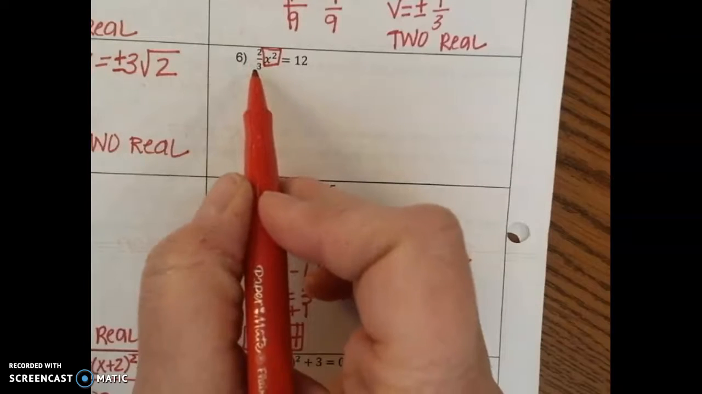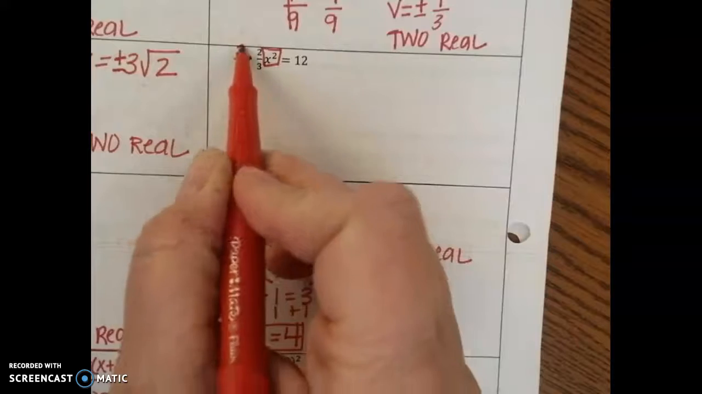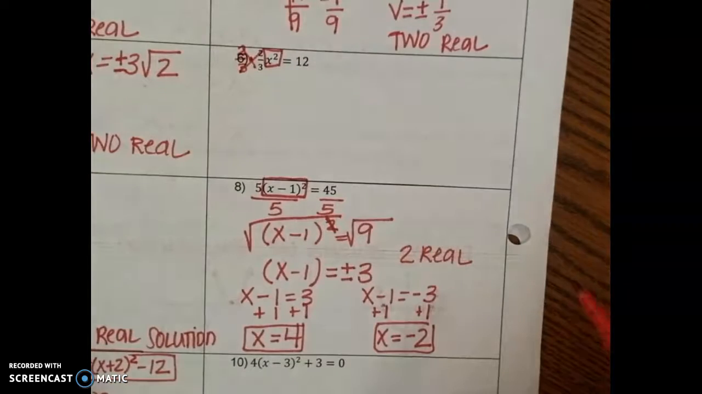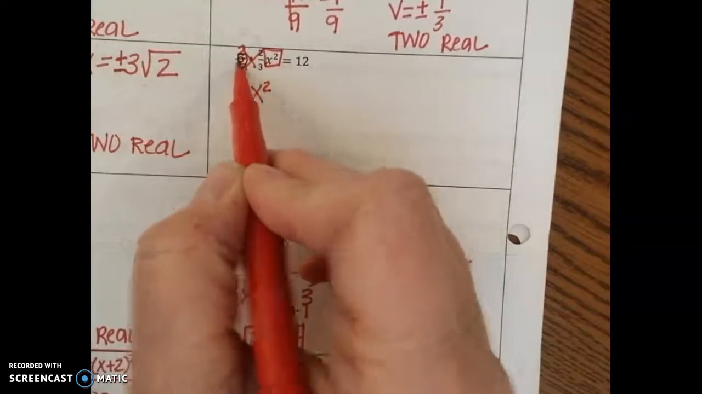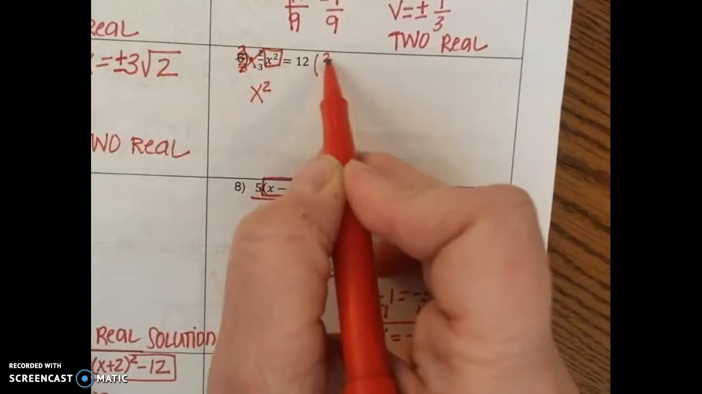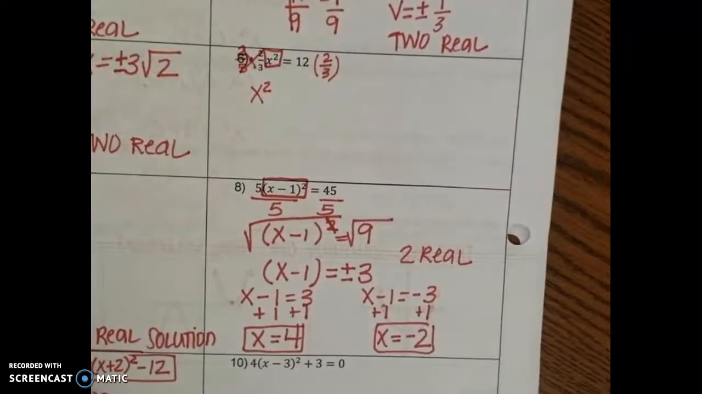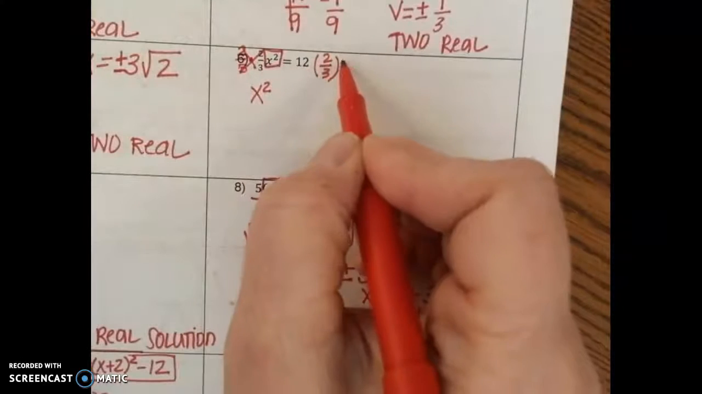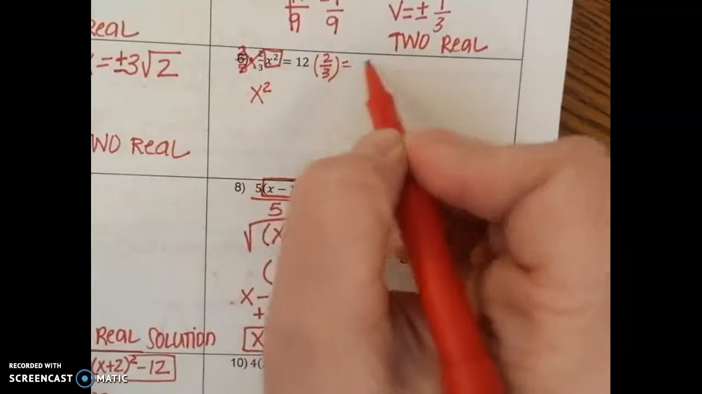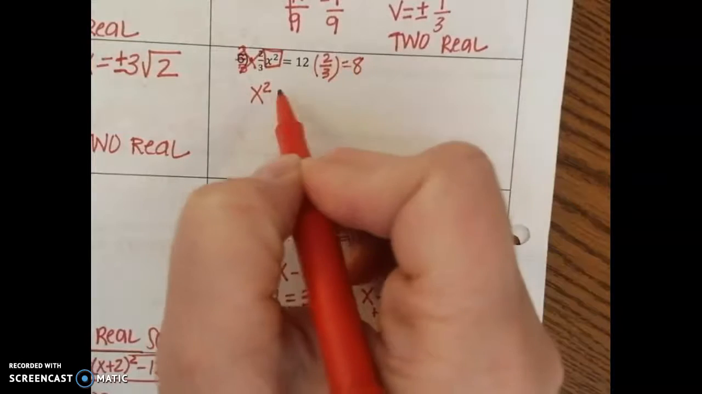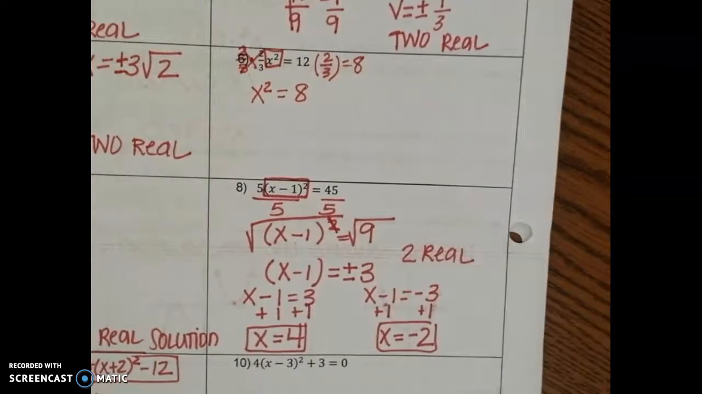It is a fraction, so if I multiply by the reciprocal of that fraction, it's going to cancel and leave just my x squared. But if I'm going to multiply the left by 3/2, I have to be sure I multiply the right by 3/2, which will give me 24 divided by 3, which is 8. So x squared equals 8.